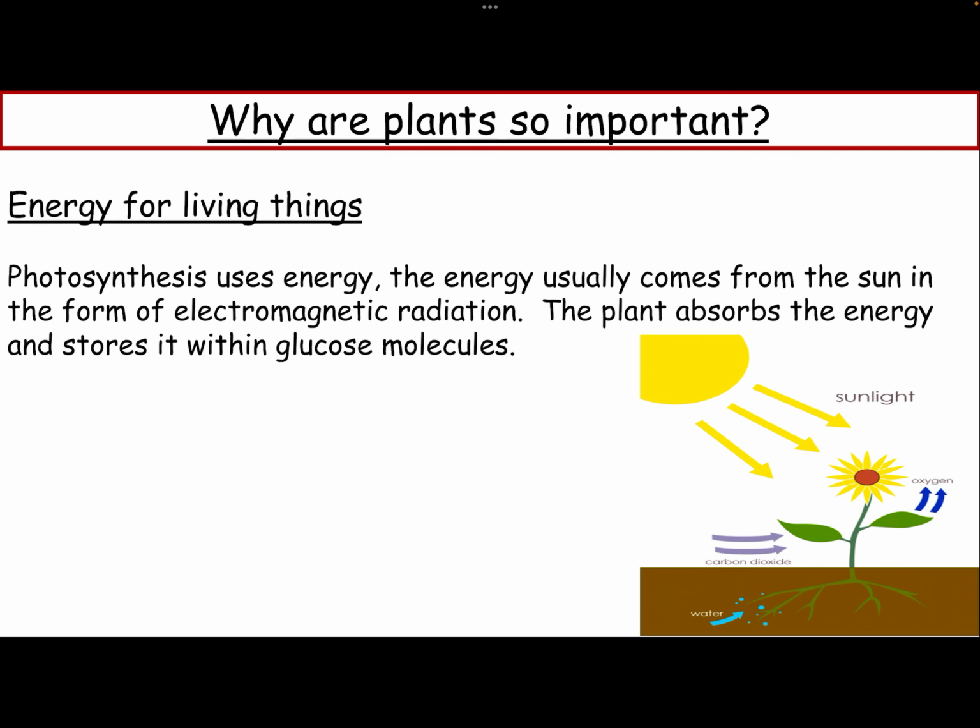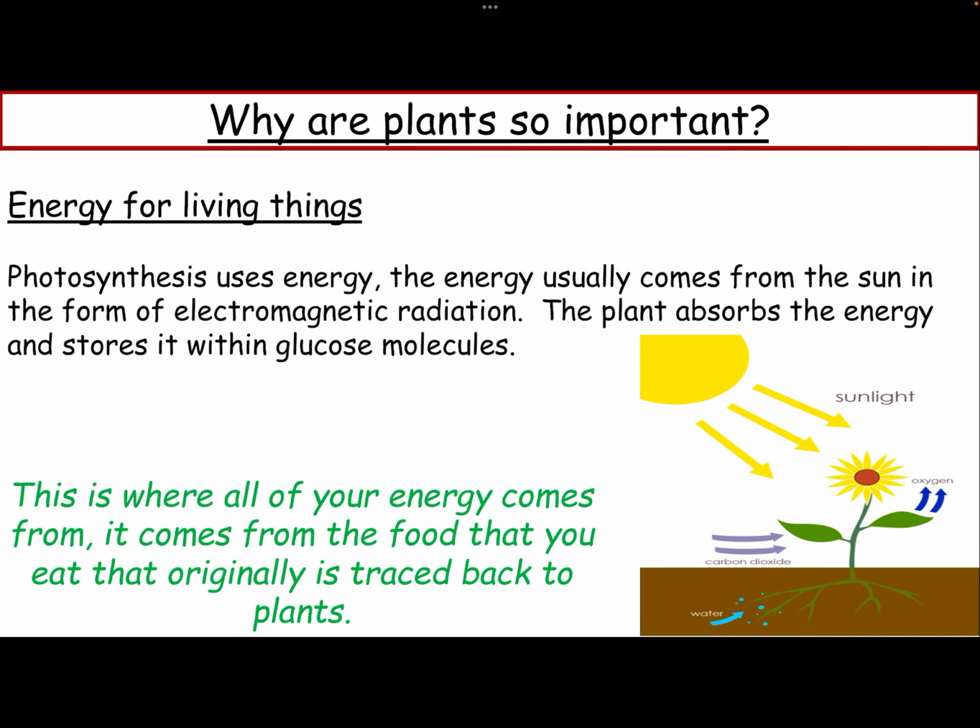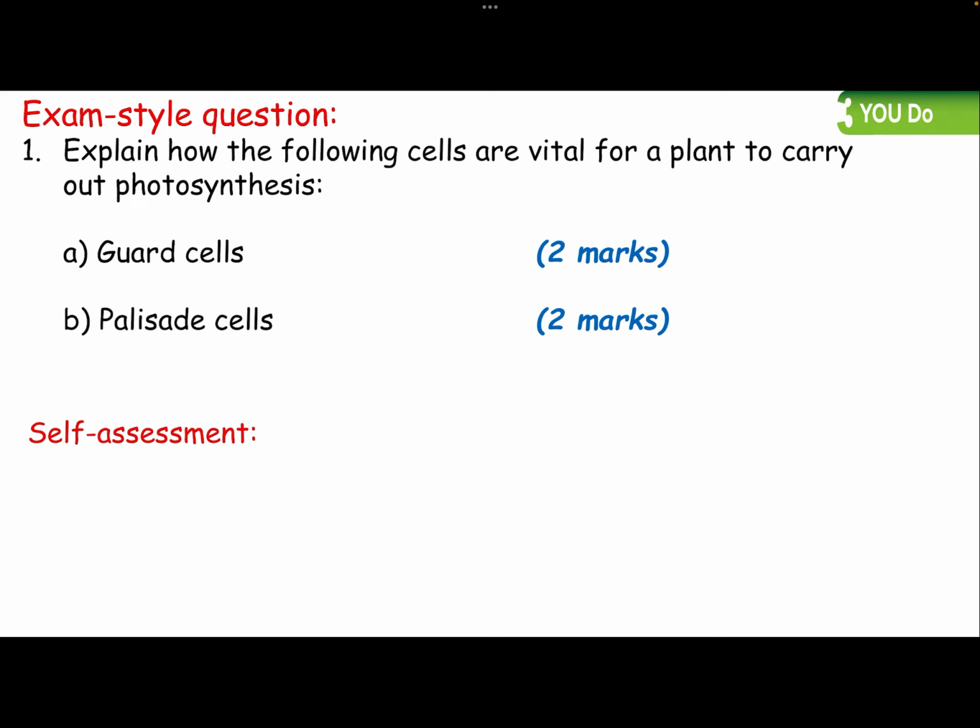Why are plants so important? Well, first of all, we can't live without them. They provide us with food, they provide us with shelter, they provide us with materials for housing, they provide us with oxygen. So every living thing needs energy. Photosynthesis uses energy. The energy usually comes from the sun in the form of electromagnetic radiation. The plant absorbs this energy and stores it within glucose molecules. This is where all of your energy comes from. It comes from the food that you eat that originally is traced back to plants.